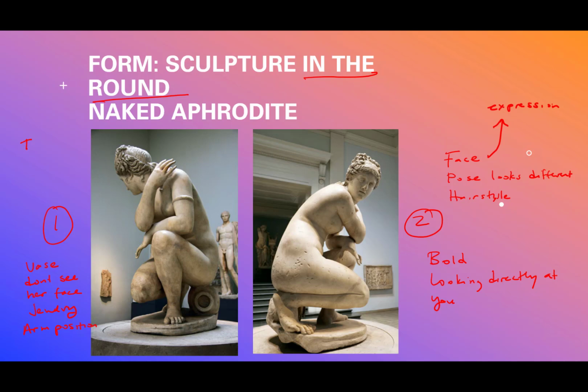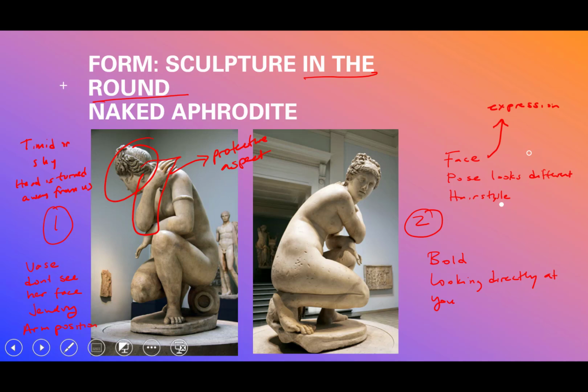This one, she looks more timid or shy because it looks like her head is turned away from us. I mean, it is turned away from us, but the idea that she quickly turned her head because we caught her naked, I suppose. The arm also looks like a protective aspect. So do you see the difference in just from different views, how your perception and meaning of the sculpture can change? Now we have a couple extra ones.